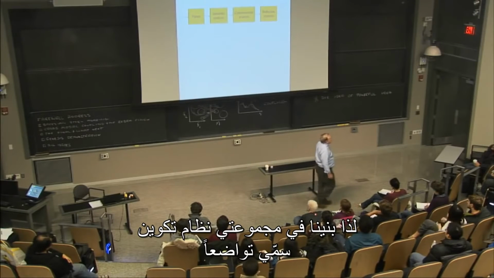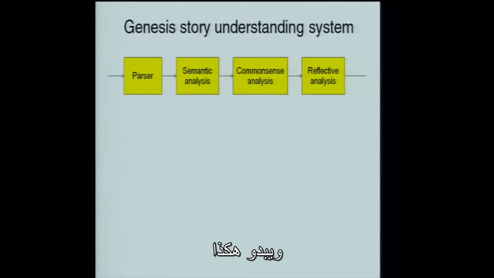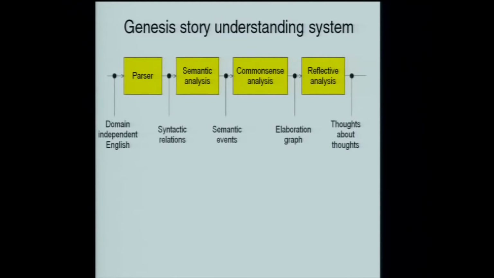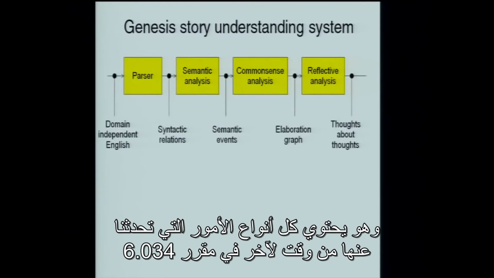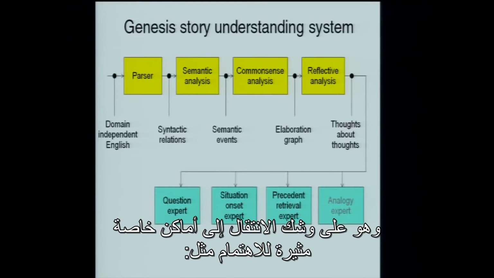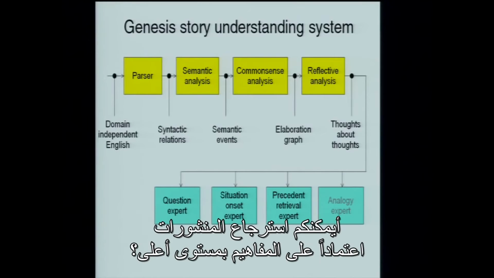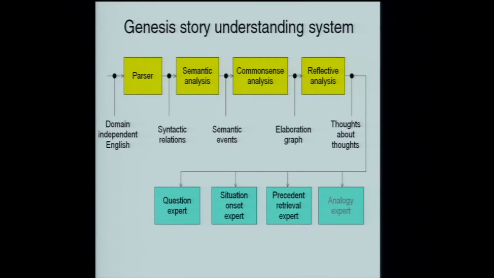So in my group, we build the Genesis system, modestly called, and that's what it looks like. And it has in it all the sorts of things that we've talked about from time to time in 6034. And it's about to move into areas that are especially interesting, like can you detect the onset of a possible disaster before it happens and intervene? Can you retrieve precedents based on higher level concepts? Things of that sort. Would you like to see a demonstration?